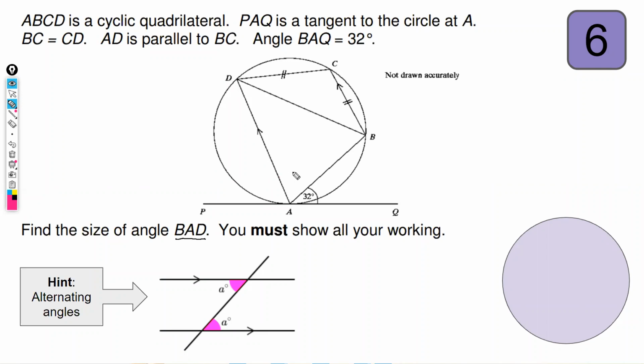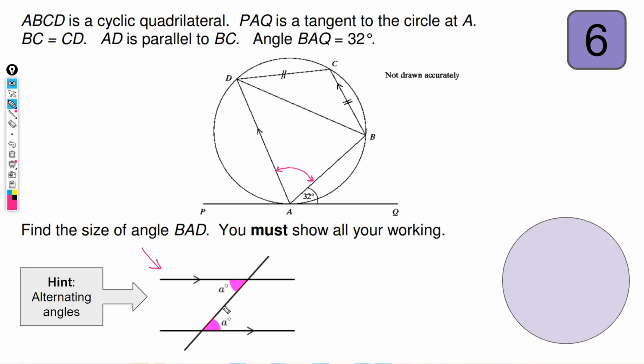They want you to find this pink angle here. Let me just draw that a little better. So that's the aim of the question, right? To find that pink angle, only from here to here. And I gave you a hint.